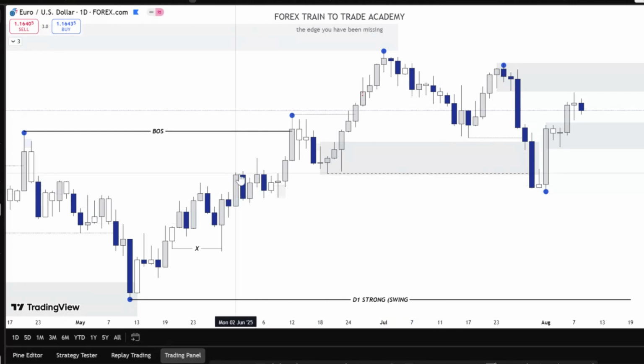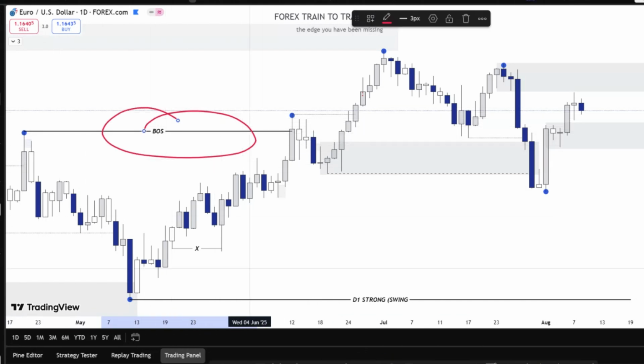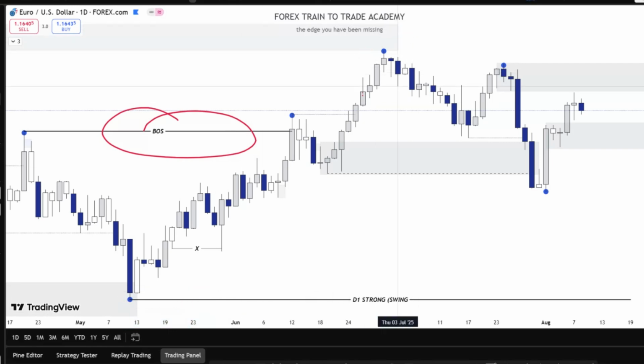So this is basically the structure we have right now on Euro US dollar. And if you look at this structure, you'll see that the swing structure is bullish because we have a breakup structure here. So this becomes our strong swing low, and this becomes our weak swing high. So the swing structure is bullish, which means market structure is to the upside.